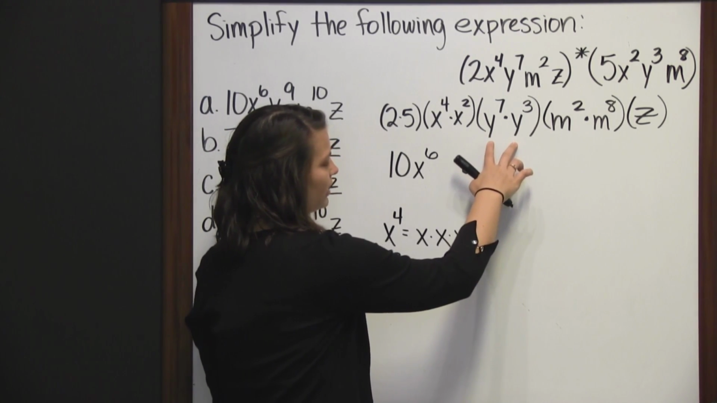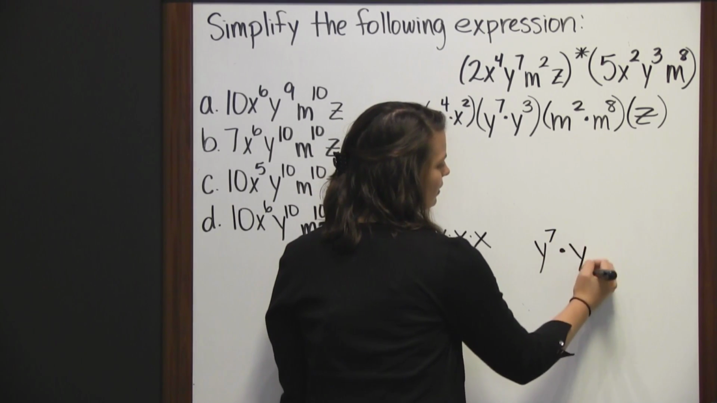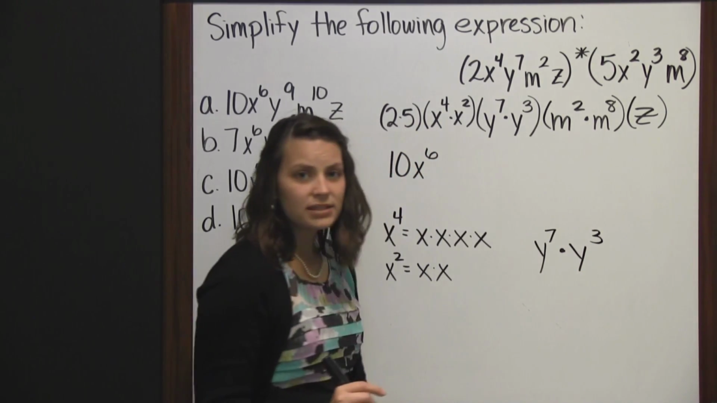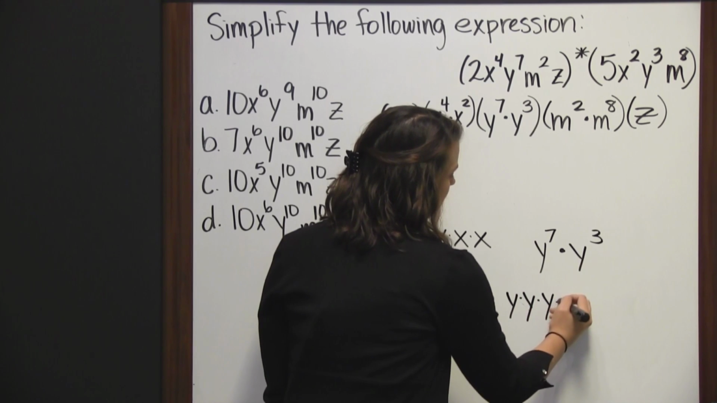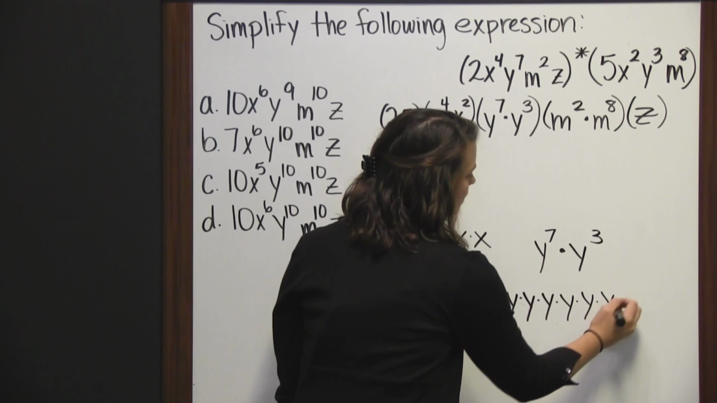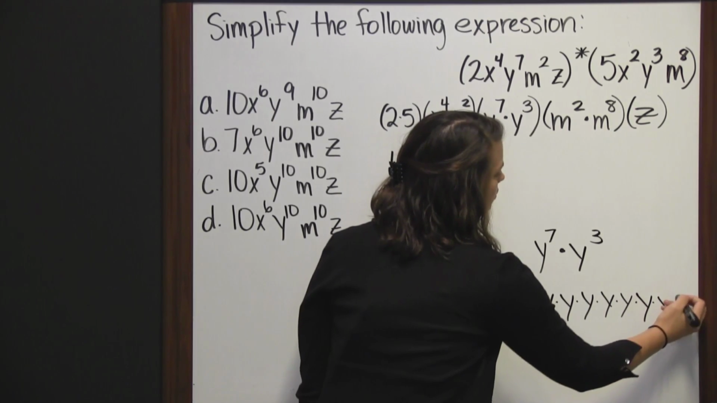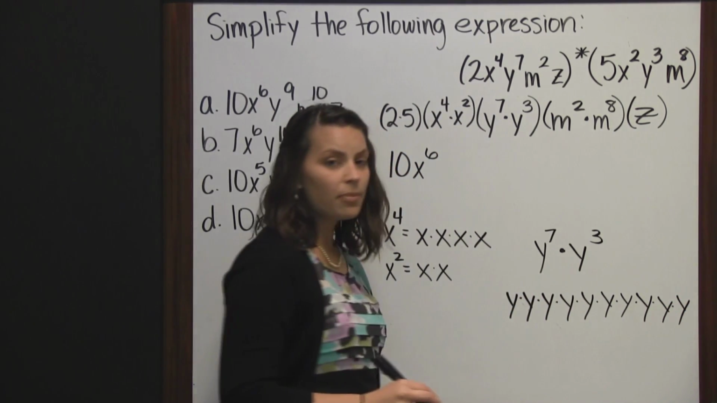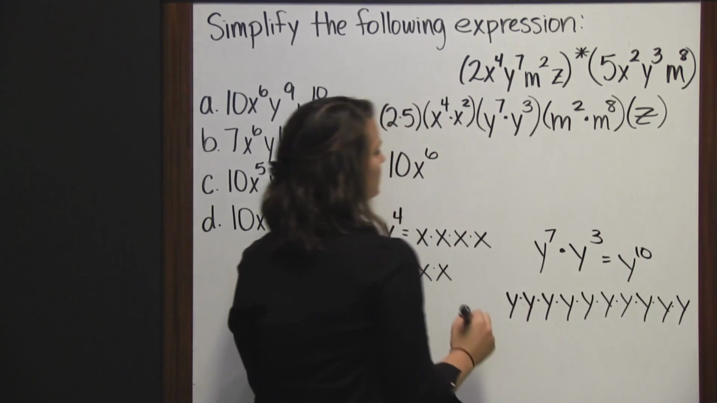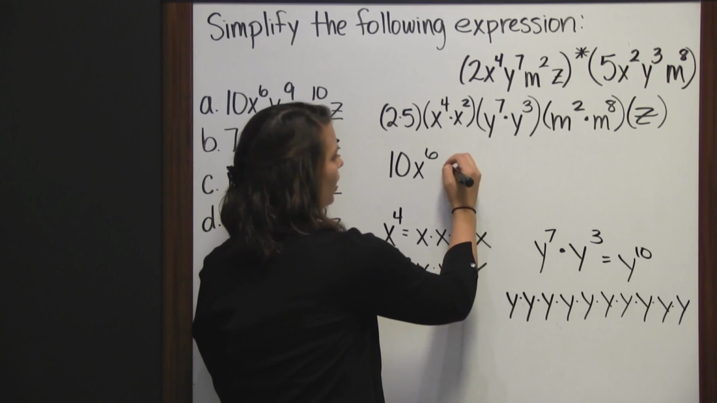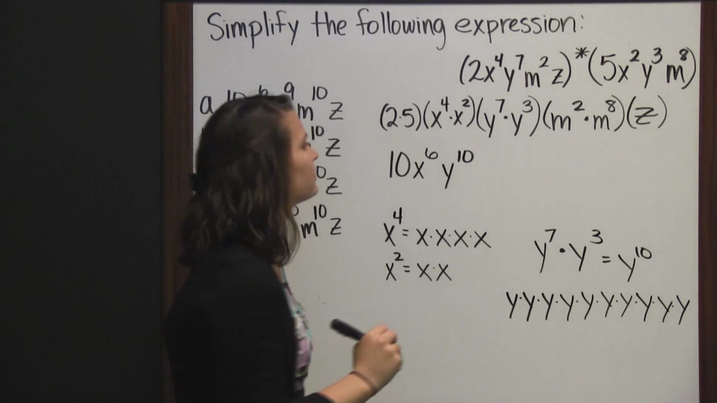And it's the same thing with y to the 7th times y cubed. Let's look at that one a little differently. So y to the 7th times y cubed. Y to the 7th is y times itself 7 times. 1, 2, 3, 4, 5, 6, 7 times y cubed. So times 1, 2, 3. So what we end up with is y times itself a total of 10 times. So y to the 7th times y cubed is y to the 10th. Or again, we're adding those exponents.